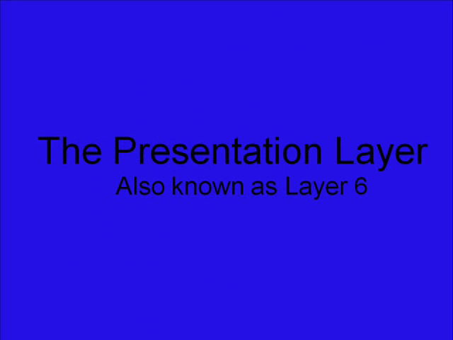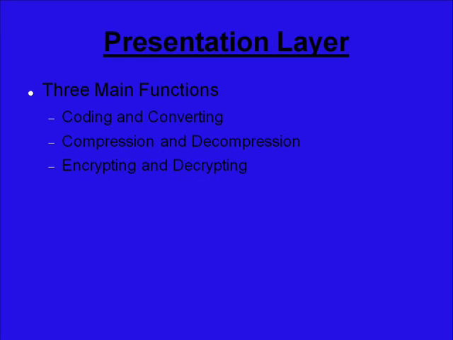Next is the presentation layer, or layer 6. The presentation layer has three main functions. The first primary function is the coding and converting of application layer, or layer 7, data to make sure that the data from the source can be interpreted by the right application on the destination device.